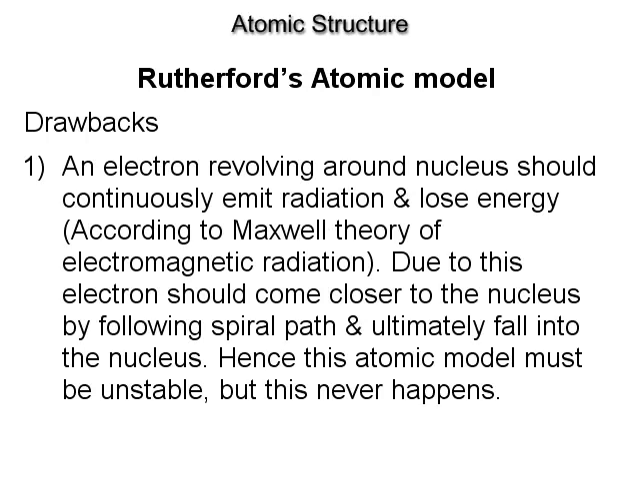Drawbacks of Rutherford's atomic model. An electron revolving around nucleus should continuously emit radiation and lose energy, according to Maxwell theory of electromagnetic radiation. Due to this, the electron should come closer to the nucleus by following a spiral path and ultimately fall into the nucleus. Hence, this atomic model must be unstable. But this never happens.